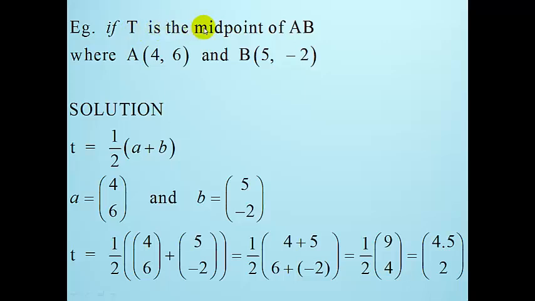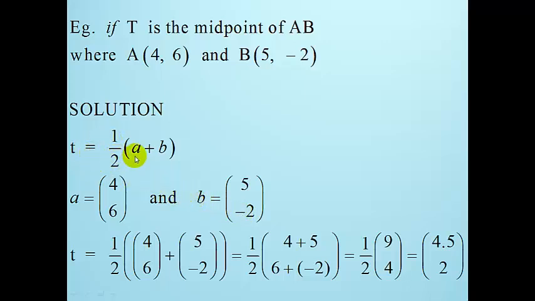Now if T is the midpoint, then it means that the position vector of T will be the small letter t. That is why t equals half of A plus B, where A is the position vector of A and B is the position vector of B. So now the position vector of A, that is (4, 6), is given by a equals (4, 6). And the position vector of B is given by (5, -2). That is how the position vectors are written. These are the coordinate form and these are the position vector form. Now we know A equals (4, 6) and B equals (5, -2).